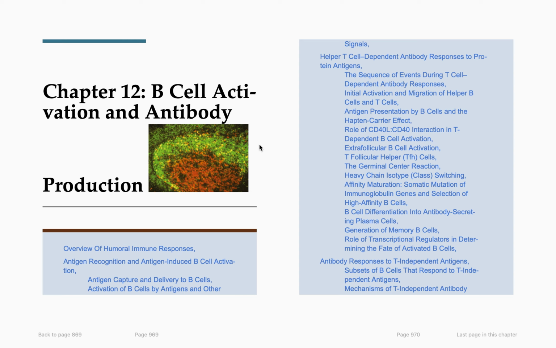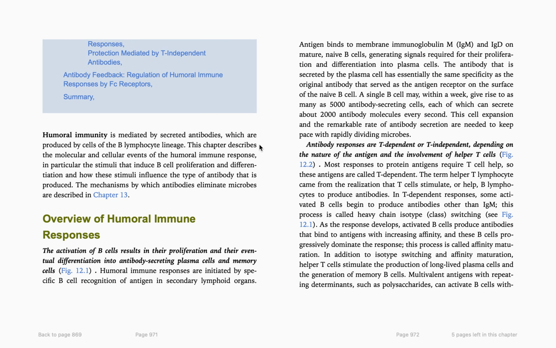So, in general, we are discussing humoral immune response. Humoral immunity is mediated by secreted antibodies, which are produced by cells of the B lymphocyte lineage. This chapter describes the molecular and cellular events of humoral immune response, in particular the stimuli that induce B cell proliferation and differentiation, and how these stimuli influence the types of antibody that are produced. The mechanisms by which antibodies eliminate microbes are described in chapter 13.